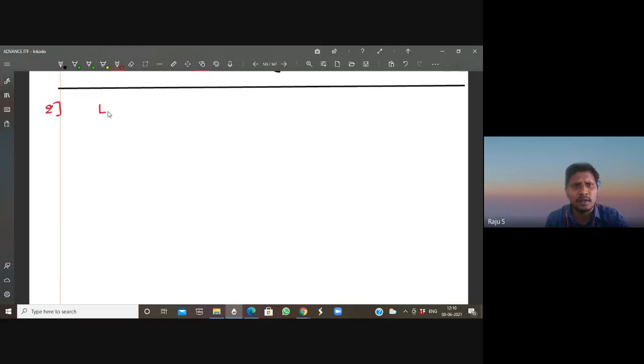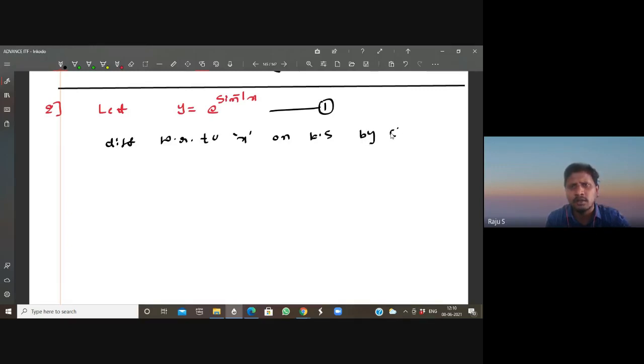Again same. Let us consider the given function as y equals e to the power of sin inverse x. Right. Again, this is equation 1. What to do? Same. Differentiate with respect to x on both sides using chain rule.